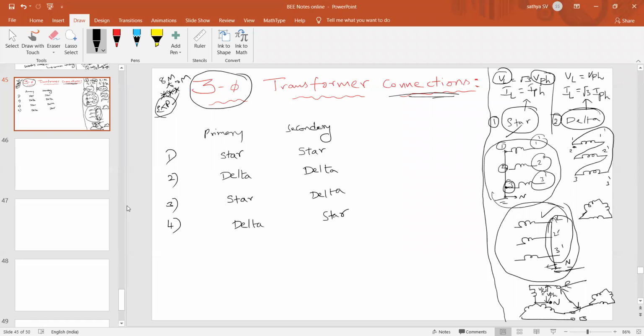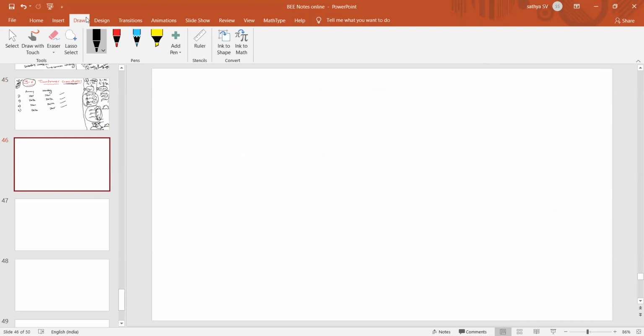So how many three-phase transformer connections are we having with the star and delta configuration? Four. The first one is star star, the second one delta delta, the third one delta star, the fourth one delta star. Clear? Now we need to connect one by one. I will tell the first and second configuration. Remaining three and four you can try on your own. Very simple.